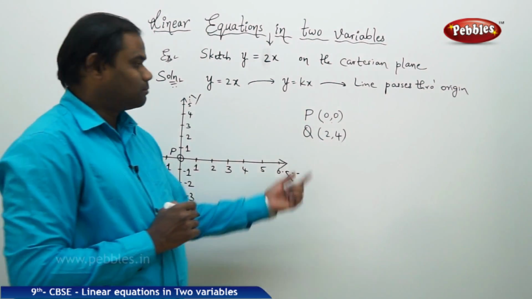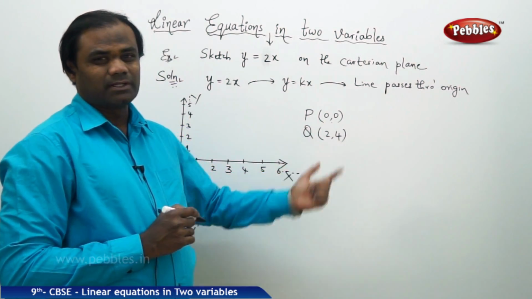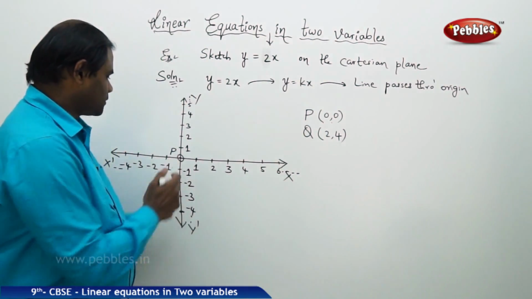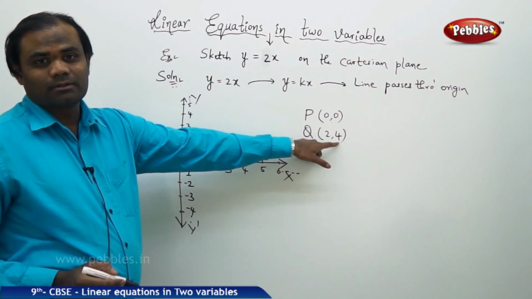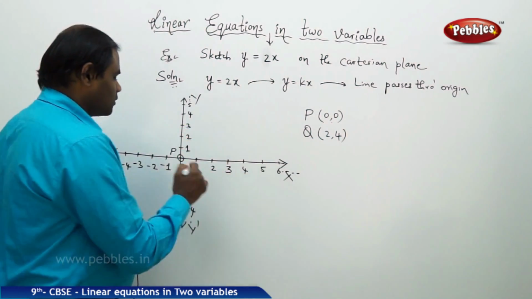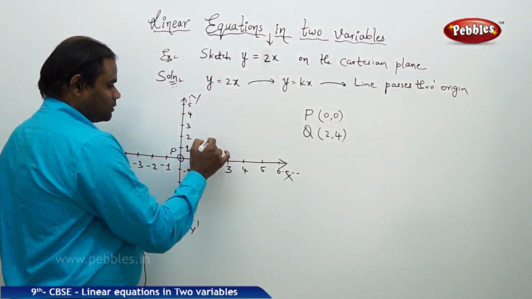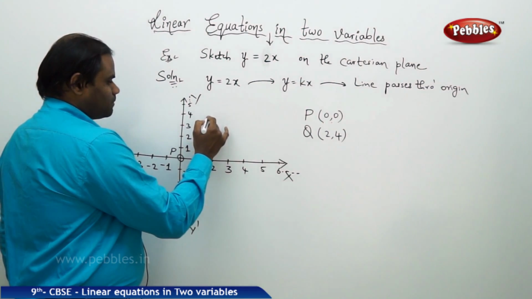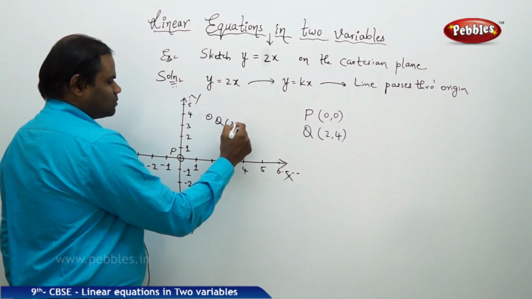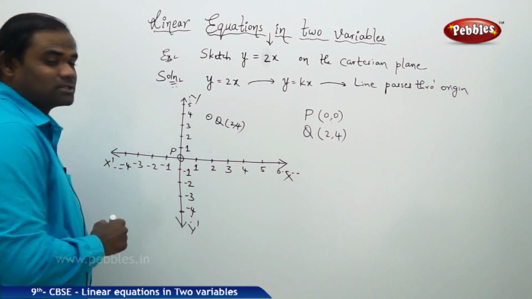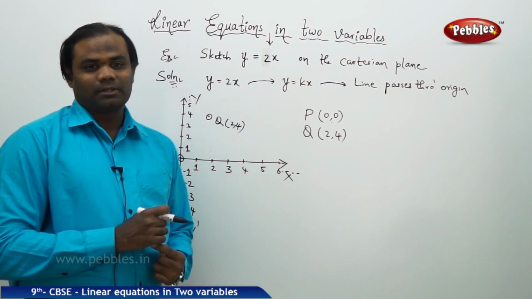Coming to the next point, point Q is 2, 4. That is, the point moves 2 units to the right from the initial point, and 4 units up from there. Therefore, once I reach 2 units to the right from its initial position, I jump 4 units to the top. That is how I get the point Q, which is 2, 4. That is how we get the point Q and point P in the Cartesian plane.